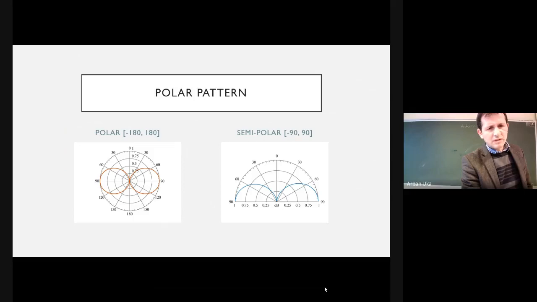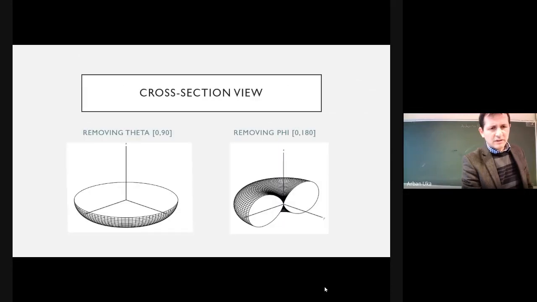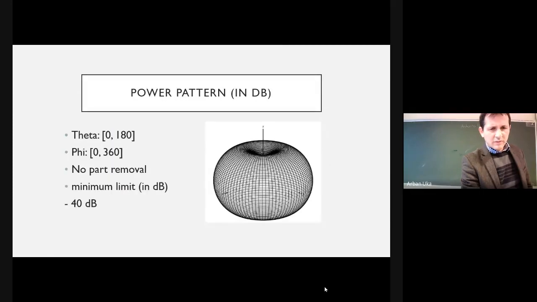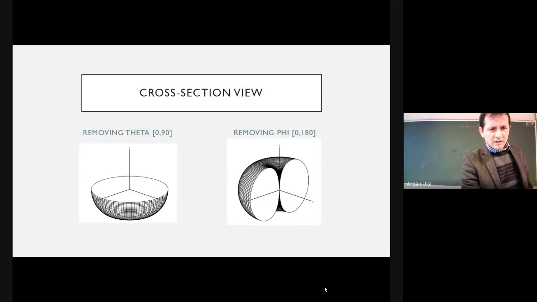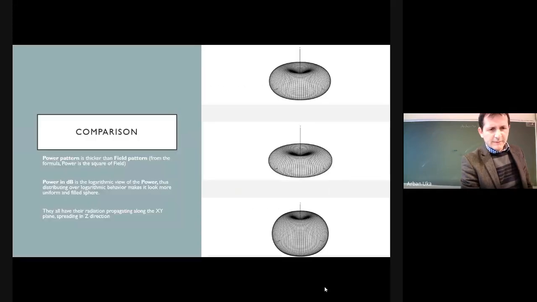In your assignment, you're going to change different parameters of the antennas, and you're going to submit a PowerPoint which is going to look like this. This is again the power pattern in linear scale. Then the cross-sectional polar pattern, the power pattern in decibels, and the cross-sectional view of the decibel polar pattern.